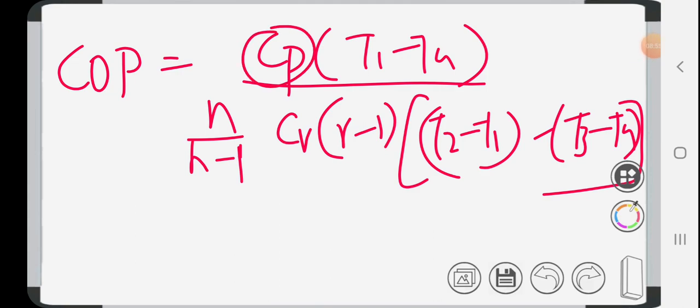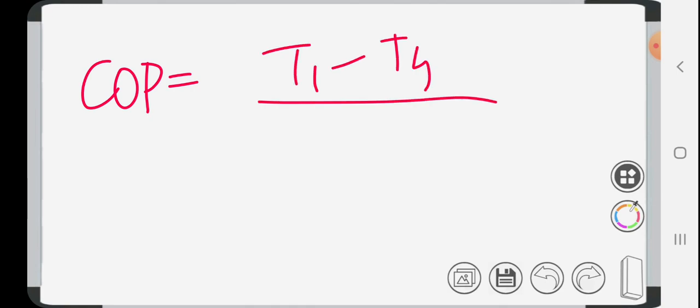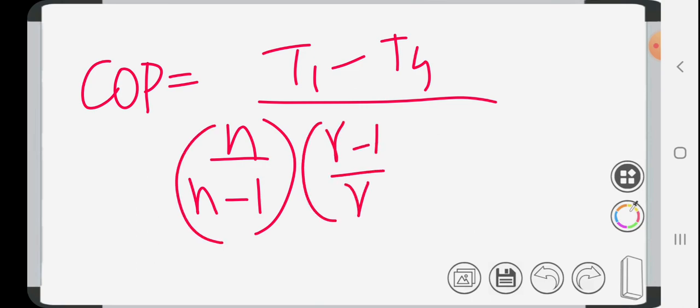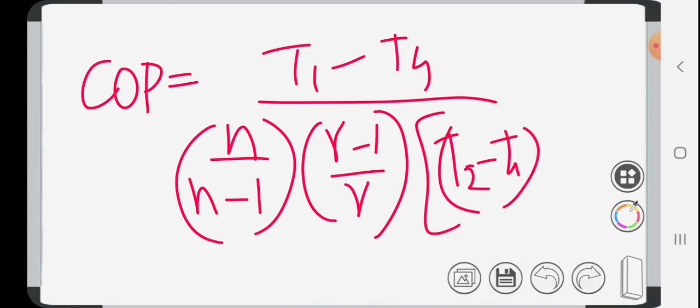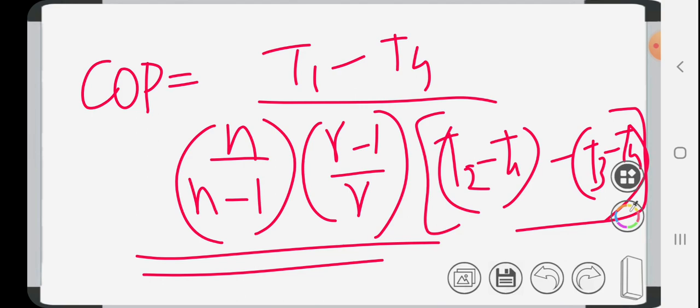So you take this Cp to the denominator, it will become Cv by Cp. What is Cv by Cp? Cp by Cv is gamma, so this becomes 1 by gamma. So the equation becomes COP equal to (T1 minus T4) by (n by n minus 1) into (gamma minus 1 by gamma) into (T2 minus T1) minus (T3 minus T4). This is the equation in the case of polytropic process, polytropic expansion.